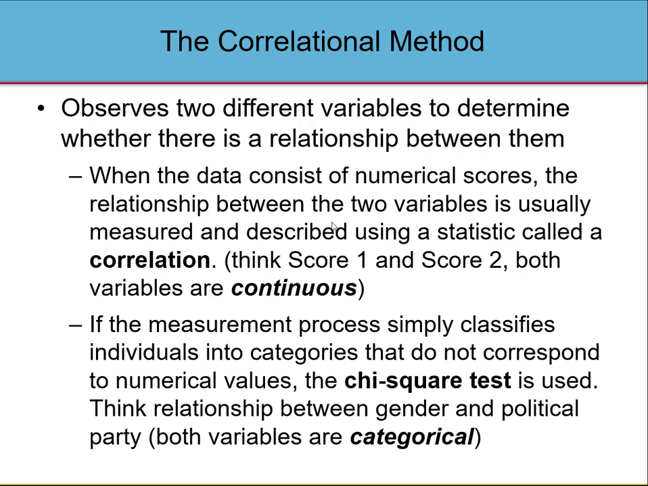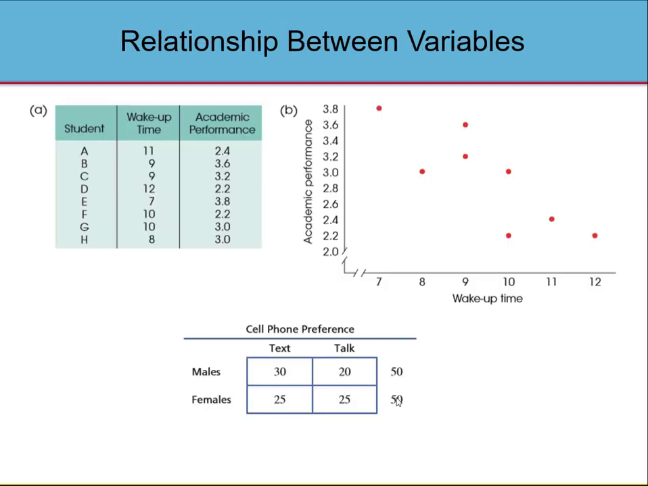So when the data is numerical, remember when they're continuous, numerical like score 1 and score 2, we want to look at the relationship, we're talking about a correlation. If we're looking at 2 variables that are categorical, we're going to still examine relationships, but we're not using correlation, we're using what's called a chi-square test, which we'll get into later in the semester.